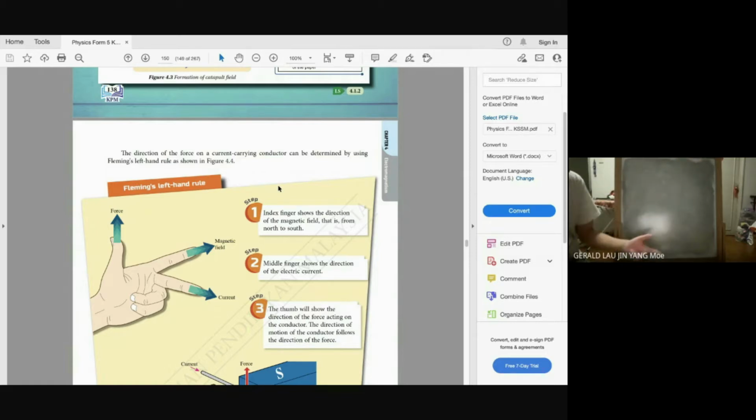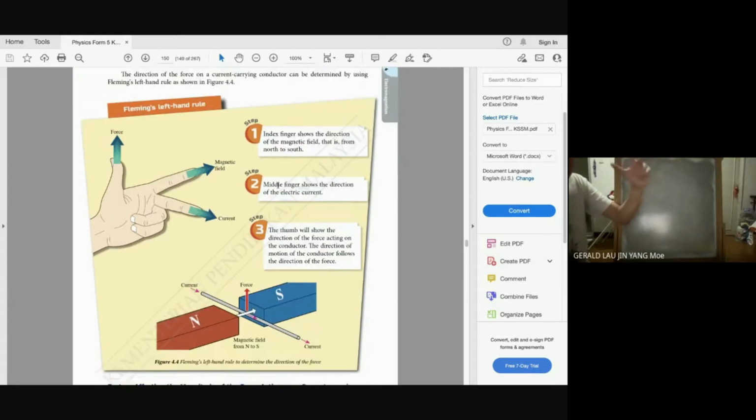Okay, then how do you remember? You just remember FBI. Okay, FBI. So F will be force, B will be magnetic field, and then I, your middle finger, will be current. Okay, so how do you adjust your Fleming's left hand rule, your hand, according to the situation?